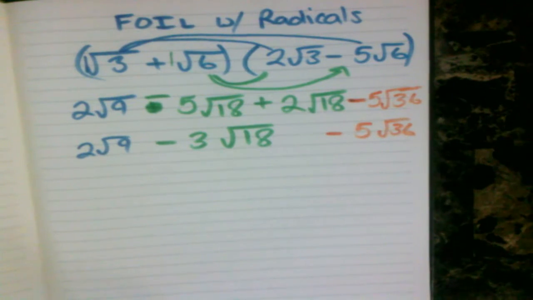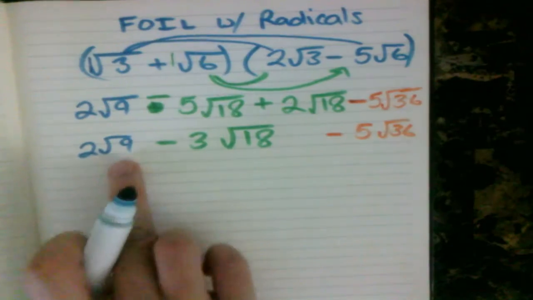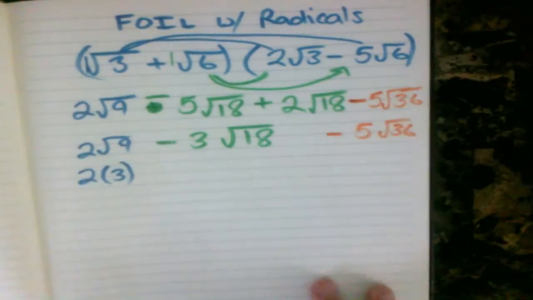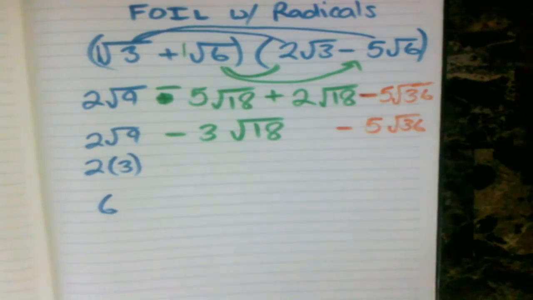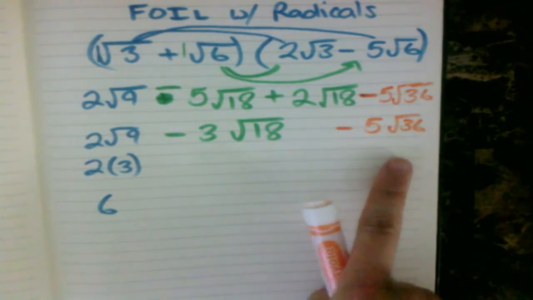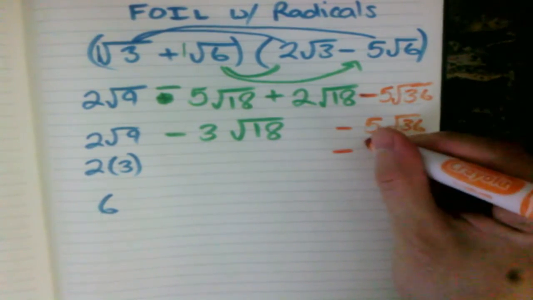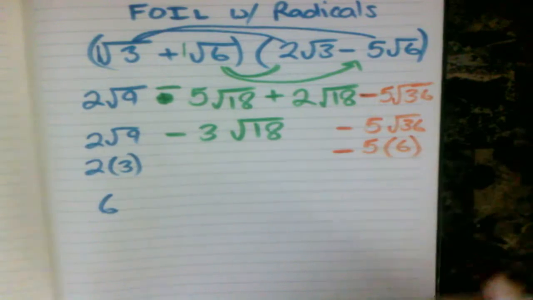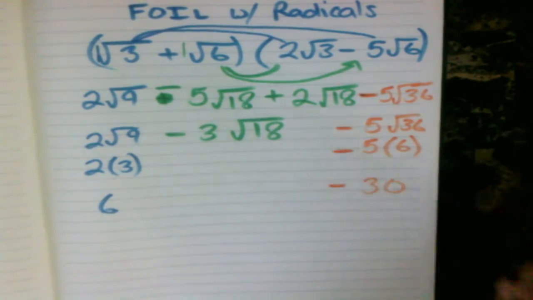Now we have to simplify. This should be pretty easy. What's the square root of 9? Hopefully you'll remember that the square root of 9 is 3, so this is the same as saying 2 times 3. All right, what's 2 times 3? Good. Let's also talk about this last one just because it's really easy. What's the square root of 36? Hopefully you'll remember that the square root of 36 is 6. What's 5 times 6? Well, negative 5 times 6 gives you that negative 30.